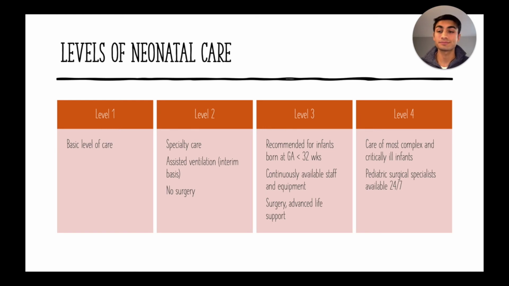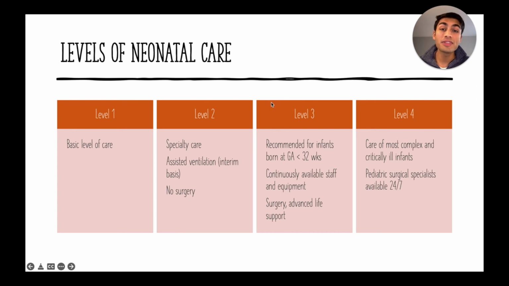neonatal care. So starting in level 1, this is the basic level of care. Then moving up to level 2, we have some specialty care and capacity for assisted ventilation, but only on an interim basis, not continuously. And then importantly, there's no capacity for surgery at level 2. Next up at level 3, however, this is recommended for infants born at gestational age less than 32 weeks. They have continuously available staff and equipment, and notably, they have capacity to do surgery and advanced life support.